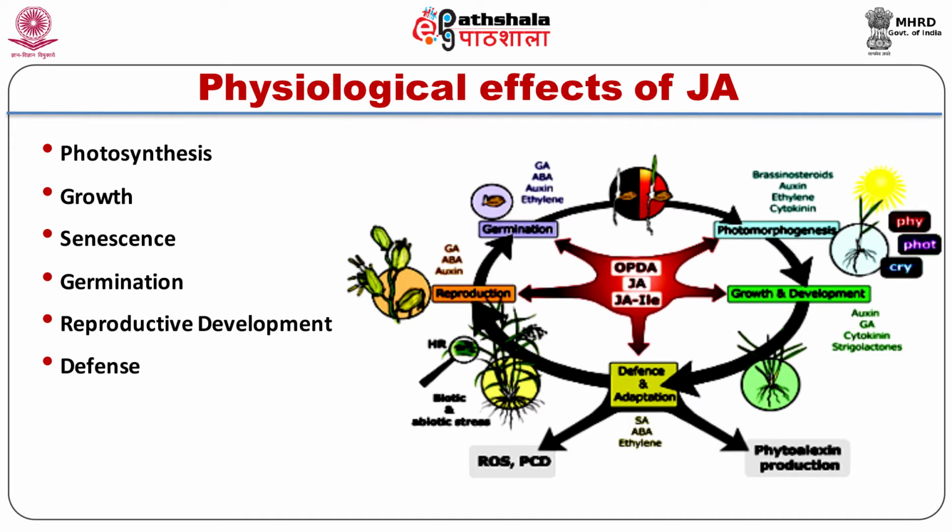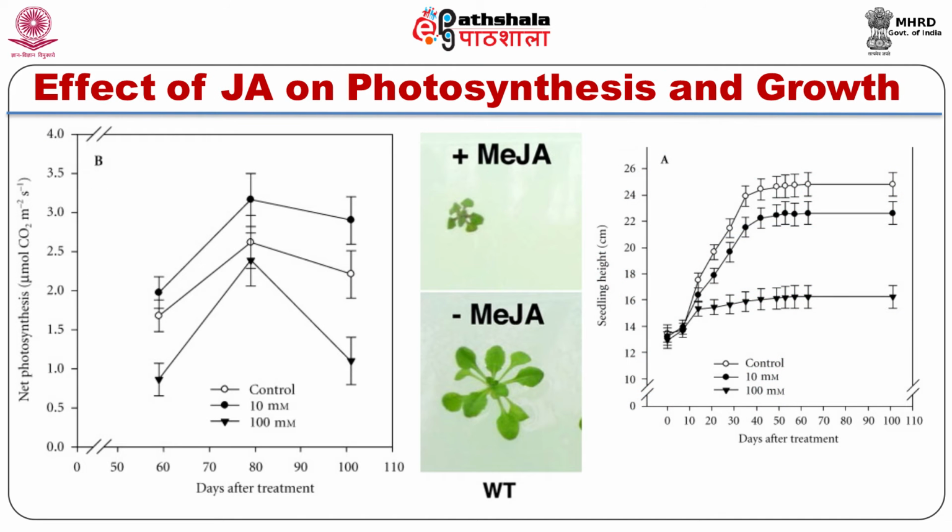Jasmonates modulate the expression of a variety of genes and play a major role in plant photosynthesis, growth, senescence, germination, reproductive development and defense response to biotic and abiotic stress. Jasmonates decrease the expression of genes that regulate photosynthesis. RuBP carboxylase and RuBP carboxylase activase are the two major photosynthetic enzymes down-regulated after jasmonate treatment, hence photosynthesis is reduced.